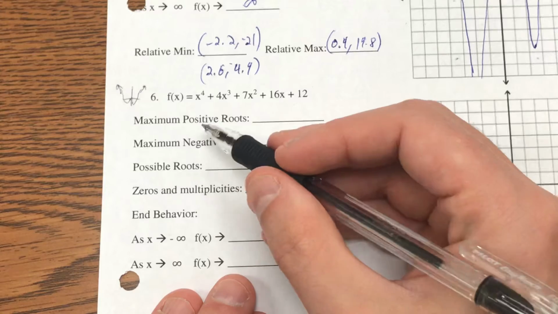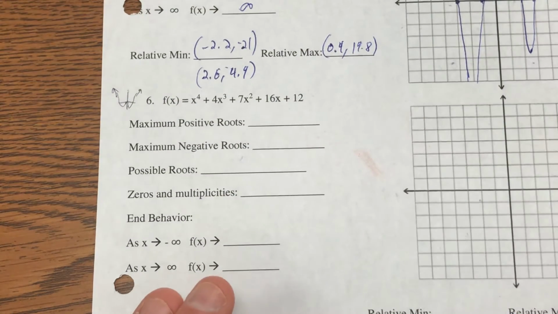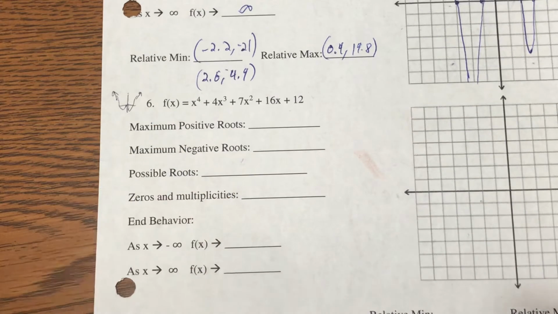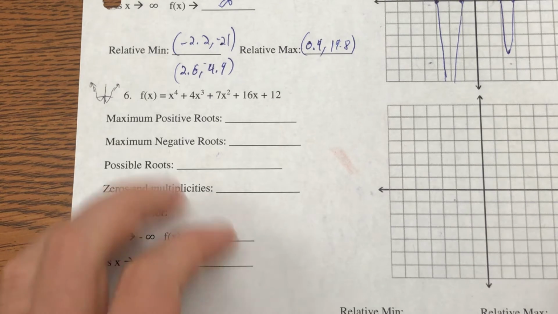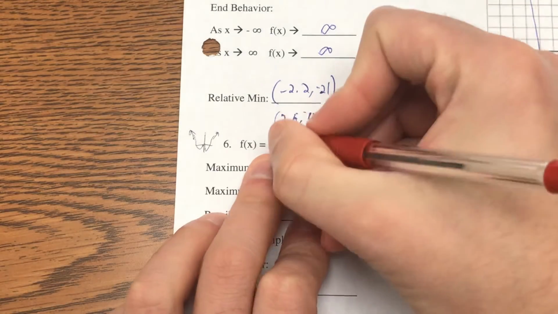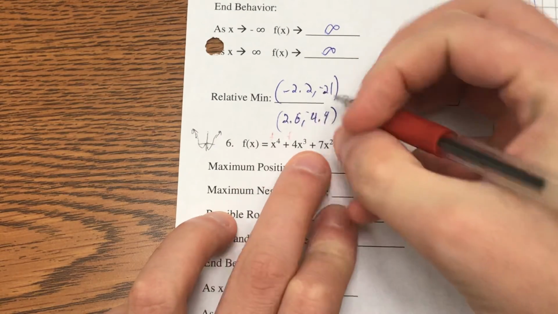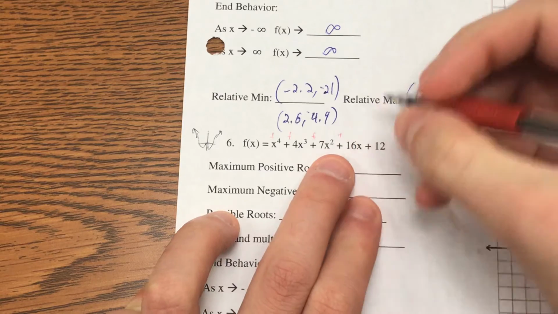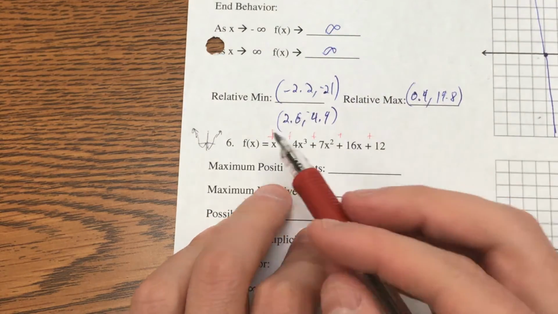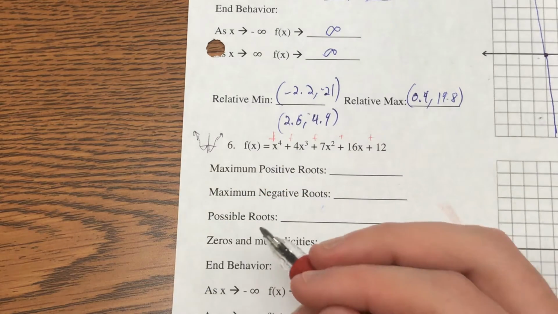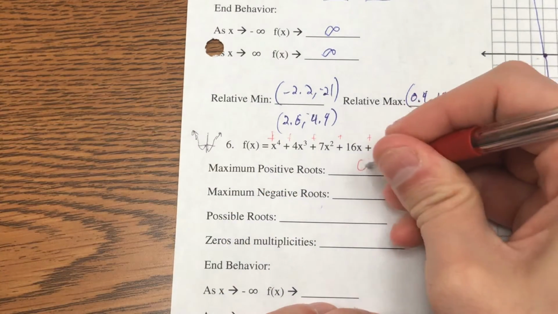So let's do maximum positive roots. That is the one where you see how many times it changes positive to negative. Alright, so you're just pausing and trying it before moving on. That is up to you. This is positive, this is positive, this is positive, this is positive, and this is positive. So they are all positive. How many times does it change? They're all positive. It never changes.